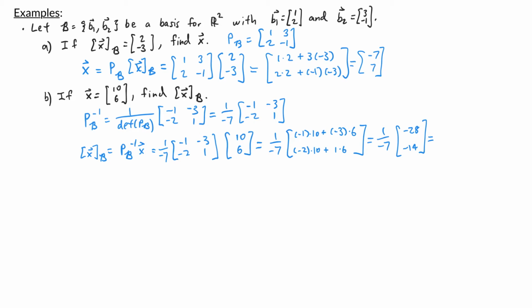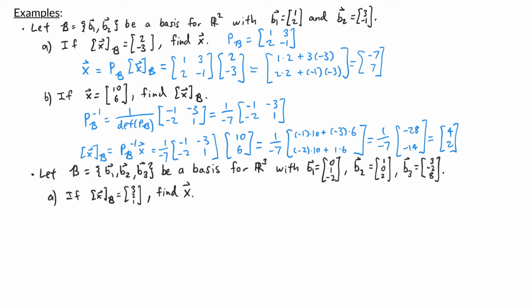Multiplying by 1 over negative 7, we have the vector (4, 2). So this tells me that if x is the vector (10, 6), then the B-coordinate vector for x is (4, 2), meaning x is 4 times b1 plus 2 times b2. Let's look at one last example.